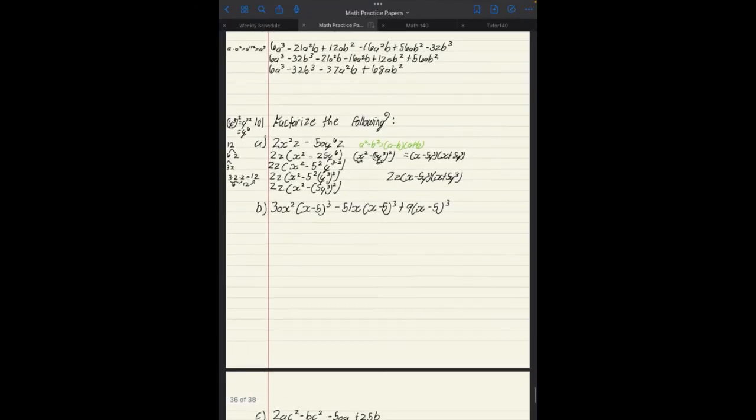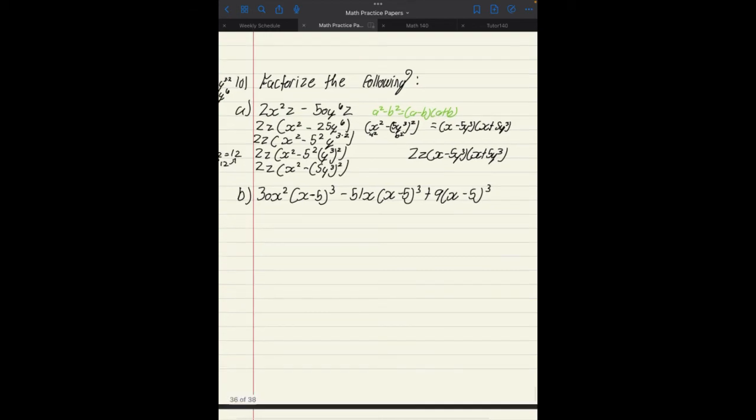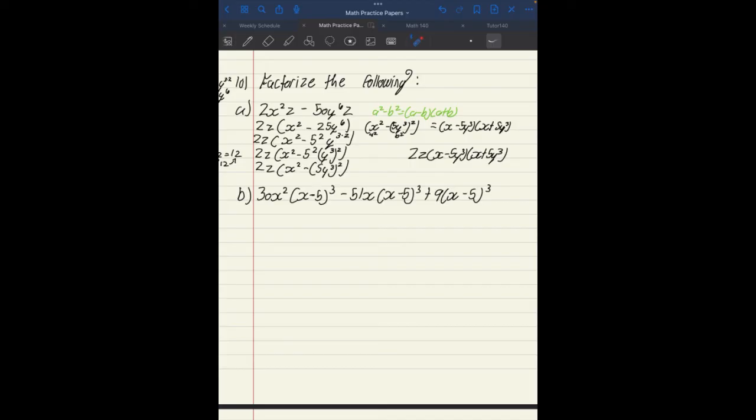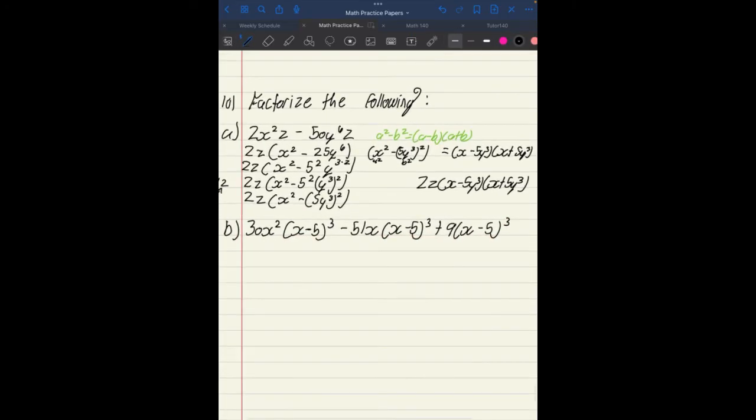So our next problem. 30x squared times x minus 5 cubed, minus 51x times x minus 5 cubed, plus 9 times x minus 5 cubed, right? If we look at the problem, we can see we have some similarities. All of these coefficients are multiples of 3, and we have factors of x minus 5 cubed. So we could factor 3 times x minus 5 cubed out.